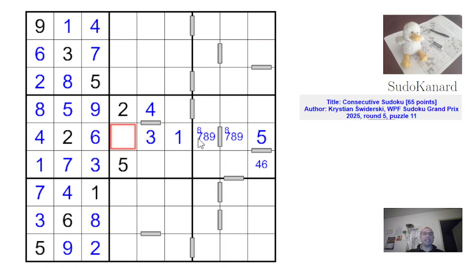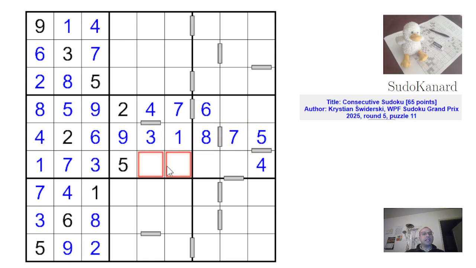This can't be a 7 next to the 6, so 7 is in here. And this here is a 9. 7 goes there by Sudoku. And this is now a 6. This is not consecutive, so this is 8, this is 7. That's a 4, by the way.